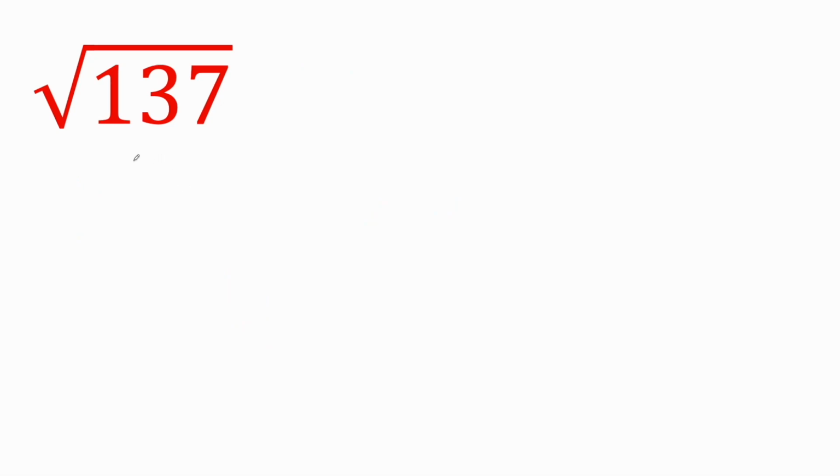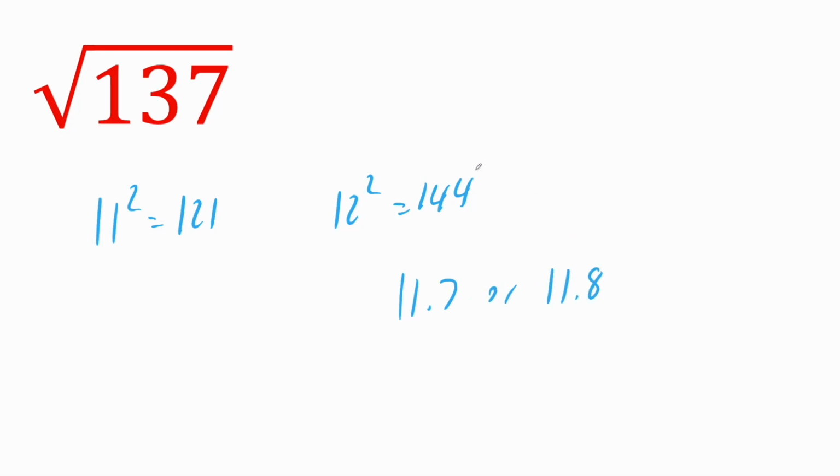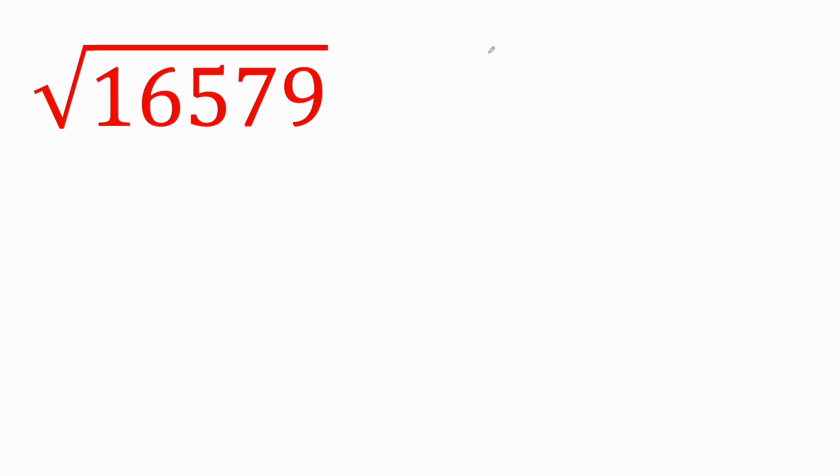So now we have the square root of 137. So we know 11 squared is 121. And we know 12 squared is 144. Now, 144 minus 137 is 7. 137 minus 121 is 16. So we know our answer is going to be closer to 12. So I'm going to go ahead and say either maybe 11.7 or 11.8 as a quick approximation. And if we use a calculator, we're going to get 11.7047. So very close.